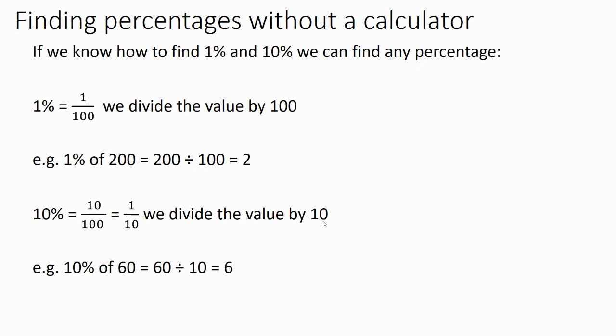Let's have a look at an example. How could we find 30% of 120 using what we know about 1% and 10%?